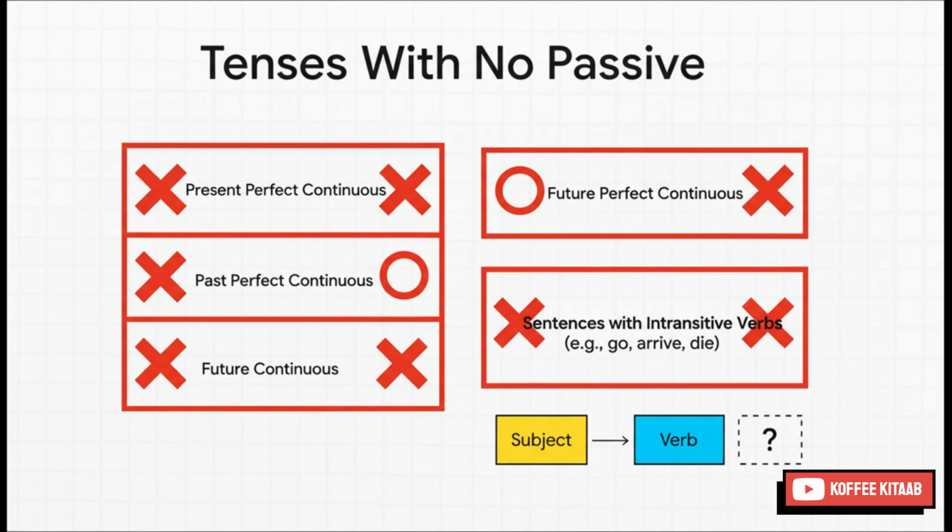Got it? Now, of course, there are a few exceptions, the untouchables. These 4 tenses on the screen, they just don't have a passive form. And maybe even more importantly, sentences with intransitive verbs can't be made passive either. And that makes total sense when you think about it, right? Our very first rule is to move the object to the front, but with a verb like arrived, in he arrived, there is no object. The action isn't being done to anything. So if there's no object to move, the formula just can't work.